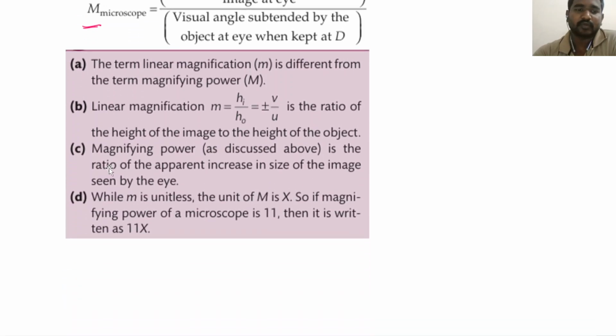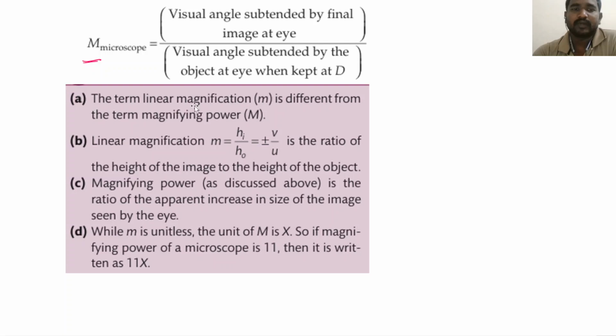And here I have given some note points. The term linear magnification is different from magnifying power. Already we know that linear magnification is nothing but the size of the image divided by the size of the object, whether perpendicular to the principal axis or parallel to the principal axis. But magnifying power gives the visual angle subtended by the final image to the visual angle subtended by the object when it is kept at the least distance of distinct vision.